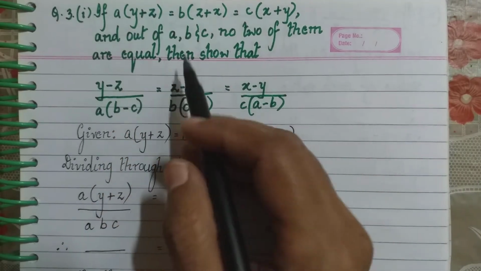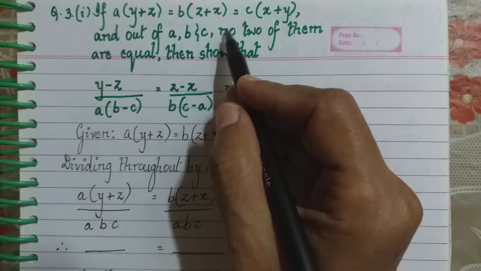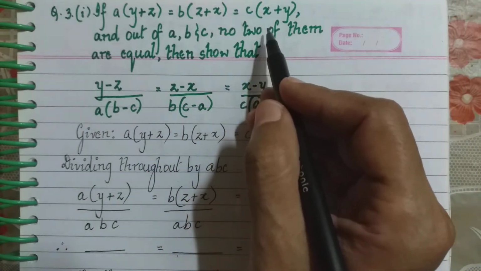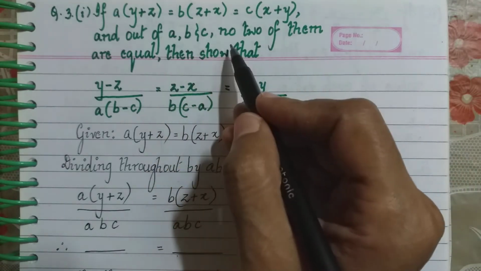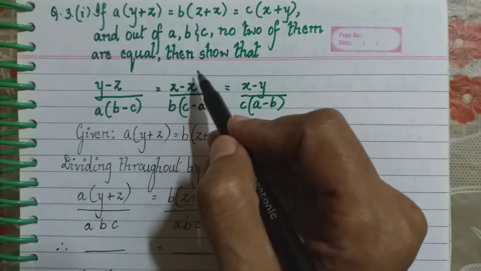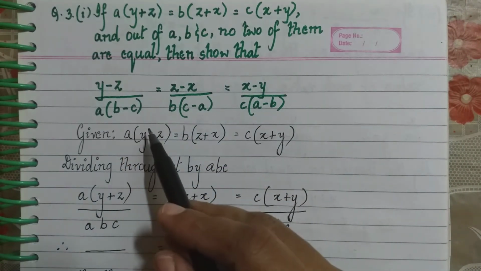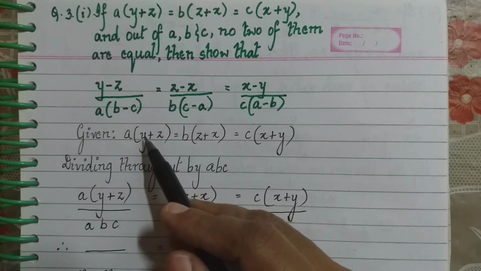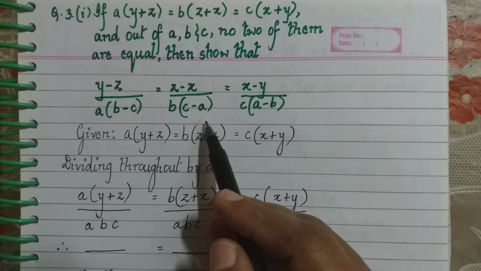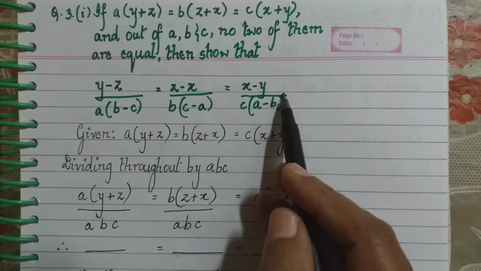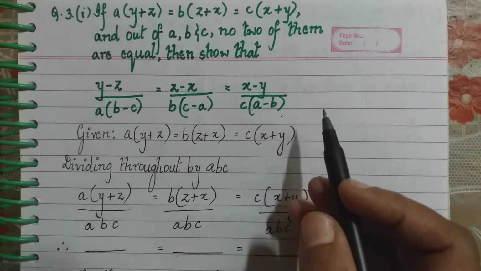Question 3, first sub question. If a(y + z) = b(z + x) = c(x + y), and out of a, b and c no two of them are equal, then show that (y - z)/(a(b - c)) = (z - x)/(b(c - a)) = (x - y)/(c(a - b)).